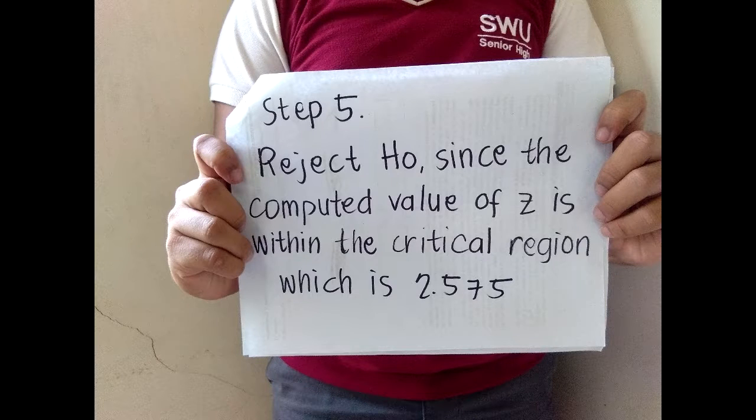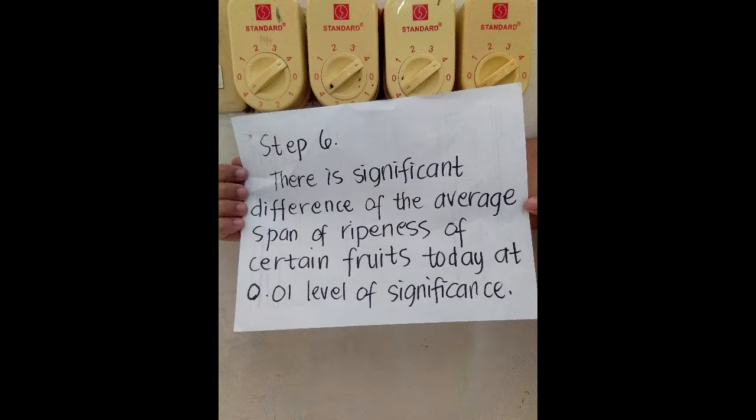Step 5. Decide whether to accept or reject the null hypothesis. In this problem, we will be rejecting H0. Since the computed value of z, which is 5.30, is within the critical region, which is 2.575. Step 6 and the last step. State the conclusion. There is significant difference of the average span of ripeness of certain fruits today at 0.01 level of significance.